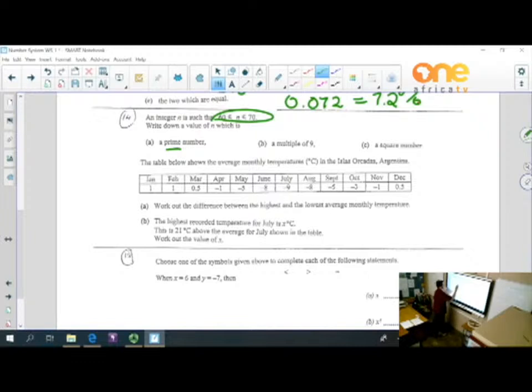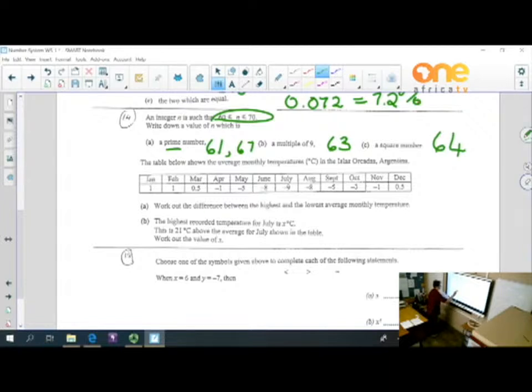So it is 61. It will be odd numbers because 2 is the only even one. So you test the odd numbers. And the next one is 67. A multiple of 9, we know that's 63. And what square number do we have there? 64.